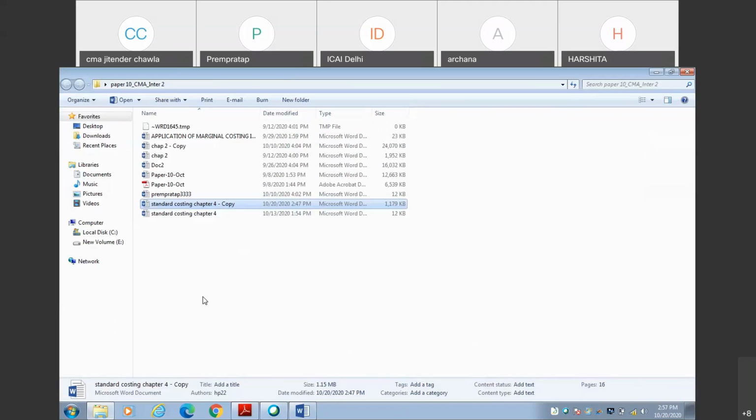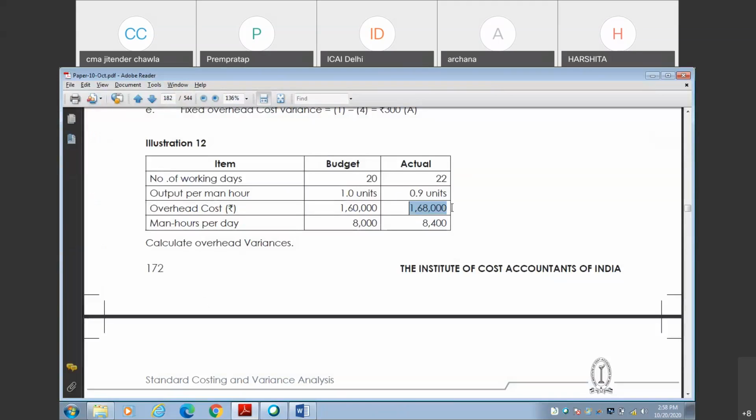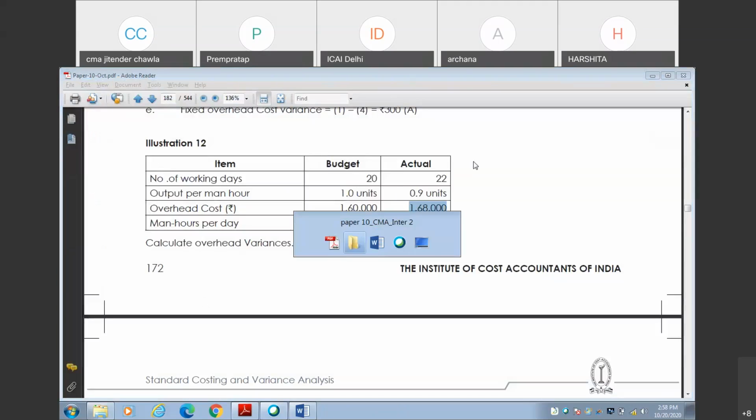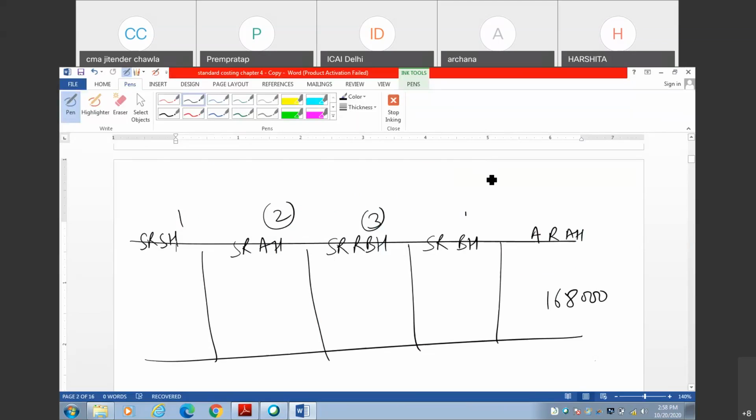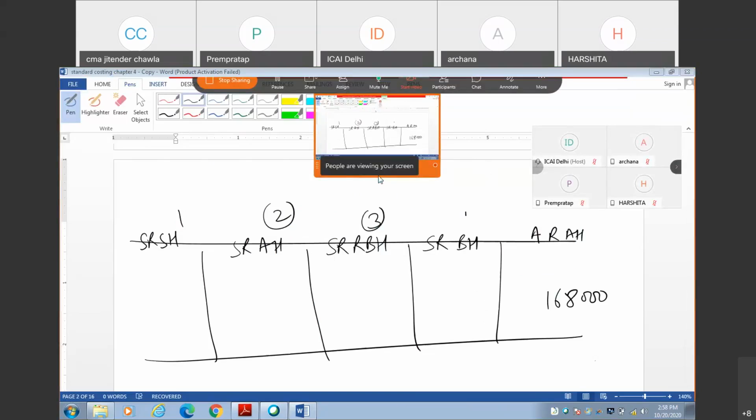So this is 168, right? Given in the question, right? And check what more is given, more pieces of information. SRBH is also given to us.